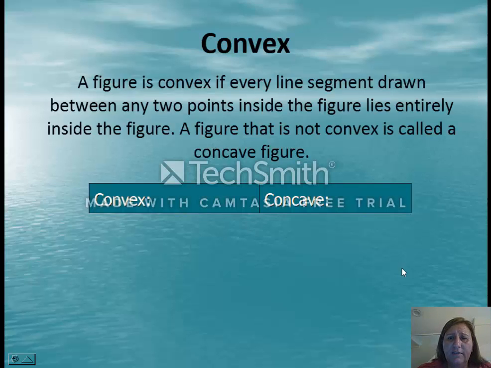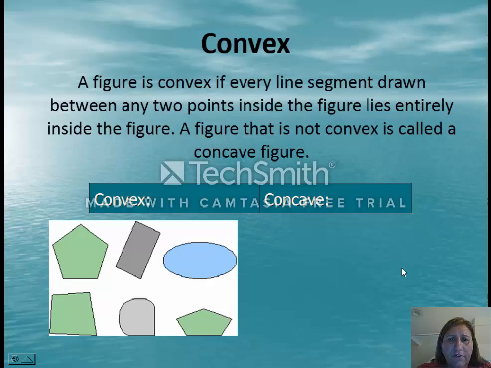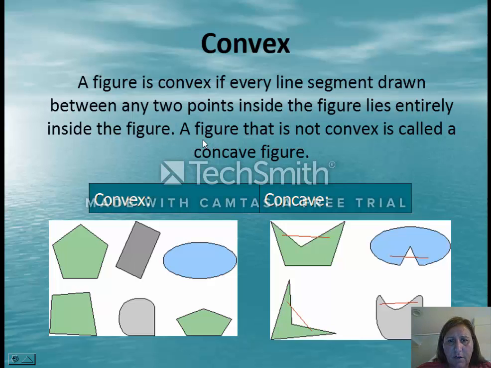Now we're going to look at convex versus concave. A figure is called convex if every line segment drawn between any 2 points inside the figure lies entirely inside the figure. A figure that is not convex is called concave. So on this side here, these are all convex polygons. If you draw a point here, and a point here, and you connect them, the line is entirely inside the polygon. However, on this side, if you draw a point here and a point here, and you connect them, you see that the line actually crosses through the outside, and therefore it counts as concave.